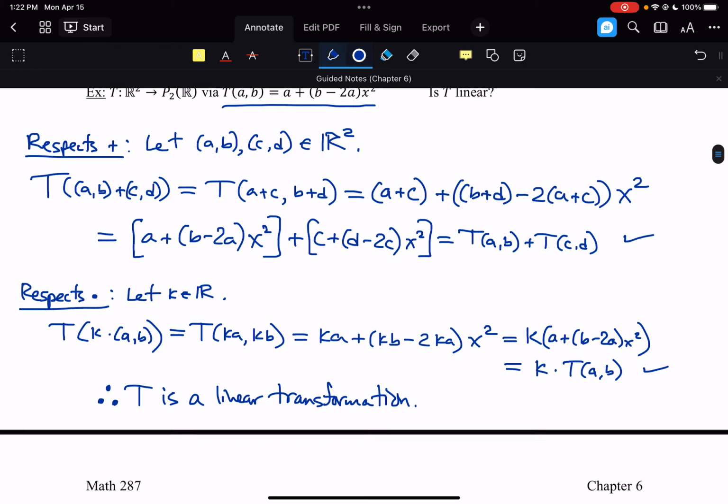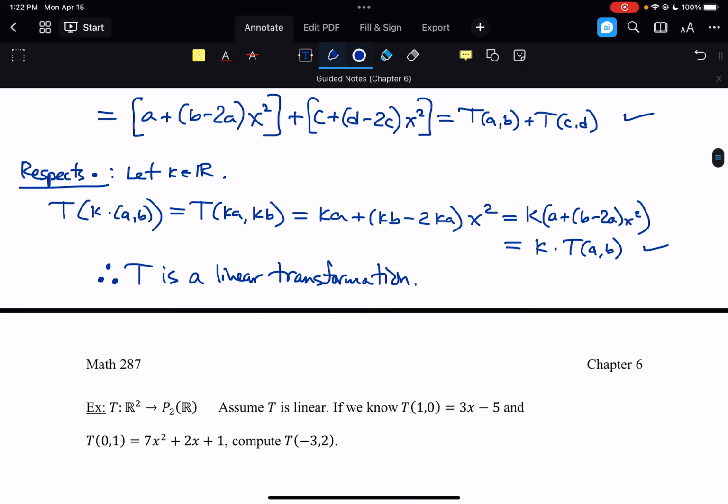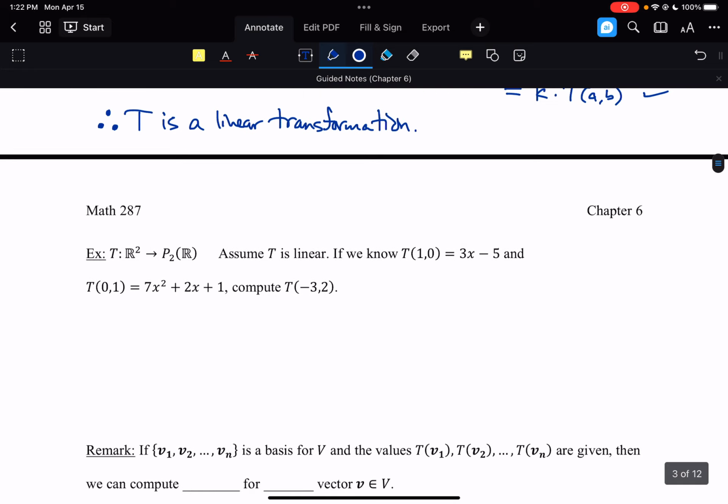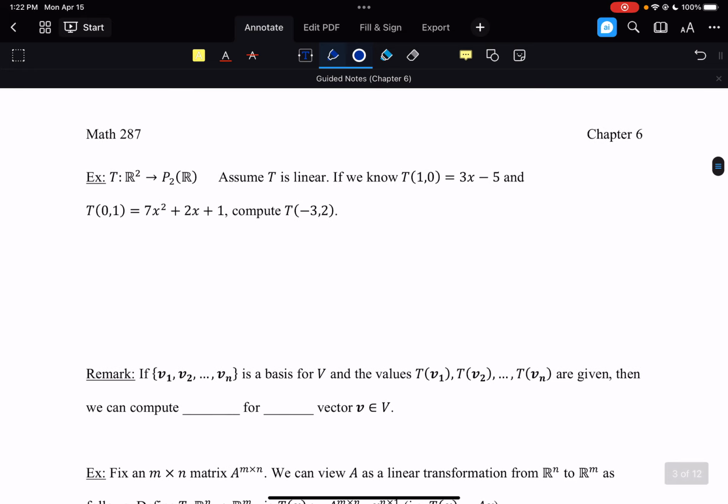All right. Let's look at something a little bit different here. So we have a transformation going from R2 to P2, kind of like the one that we just had. Assume that T is linear. So this is different. We're not showing that it's linear, we're assuming that it's linear. If we know that transforming the point 1, 0 gives us 3x minus 5, and transforming the point 0, 1 gives us 7x squared plus 2x plus 1, they want us to compute the transformation of negative 3, 2.